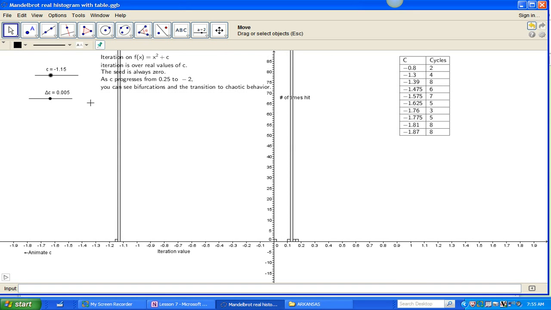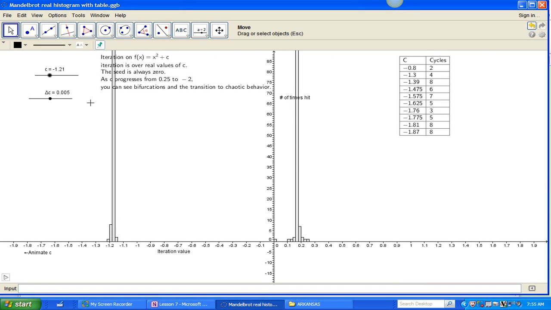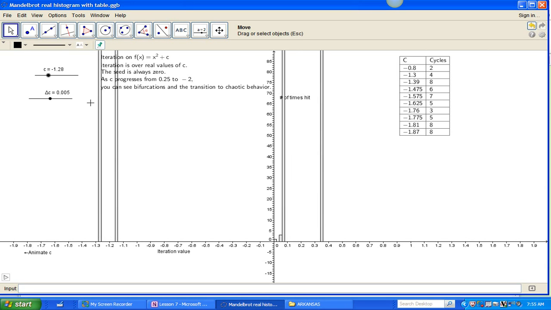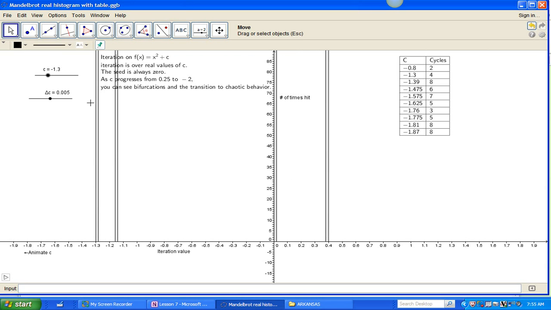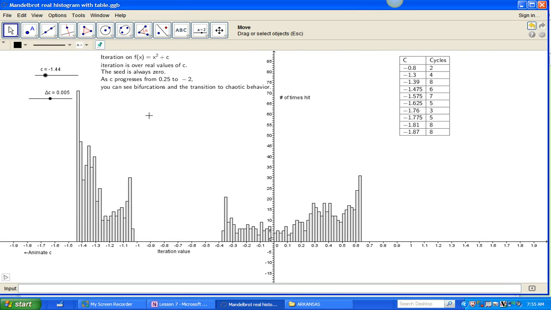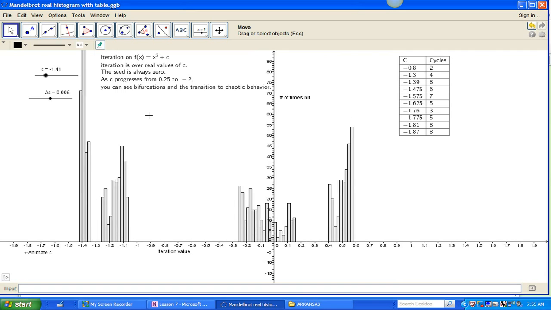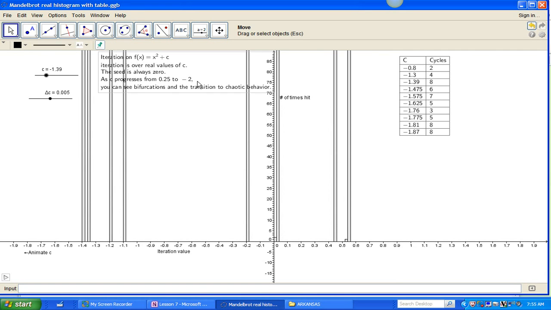-1.3: 2 cycles, and then it switches over. You remember, it bifurcates, which means the period doubles. So when we hit -1.3, actually even before that, but -1.3 is the number I just chose at random, you can see we have 4 different values on our histogram that it's settled down to. So that's a 4 cycle. -1.39 is an 8 cycle.